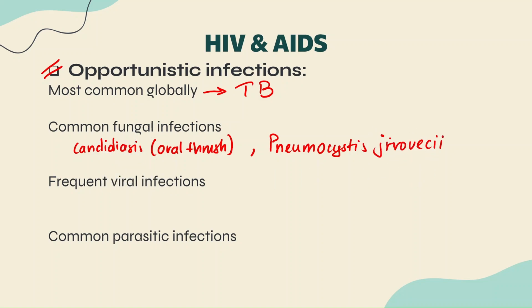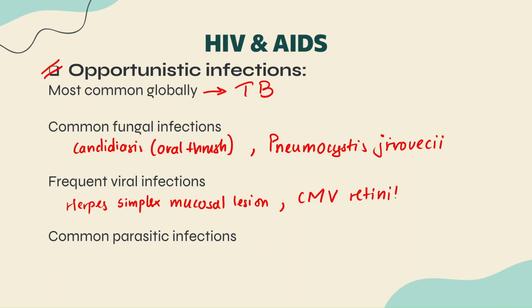Frequent viral infections that take place are what? We have herpes simplex, another infection by the herpes simplex virus resulting in some mucosal lesions, and we also have cytomegalovirus, affecting the retina resulting in cytomegalovirus retinitis. So these are also the frequent viral opportunistic infections.